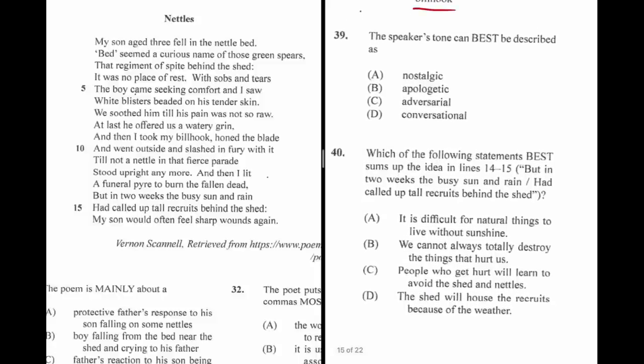39. The speaker's tone can best be described as: answer adversarial, which means the speaker is an adversary to the nettles or finds the nettles to be his enemy or his adversary. It's him versus the nettles. The father isn't just looking back on the good old days, so we can't say nostalgic. The father is definitely not apologizing to the nettles, and he doesn't seem to be apologizing to the son, and this is not a conversational poem.